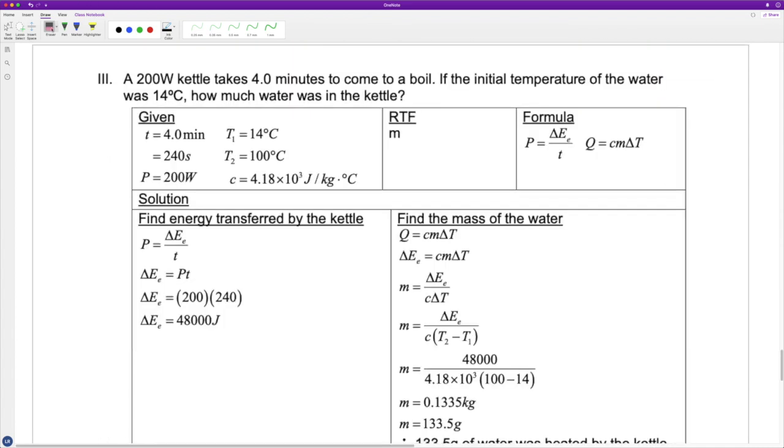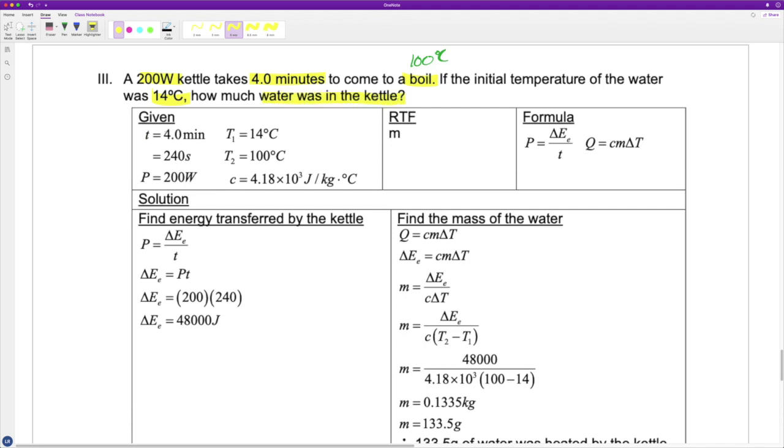All right, so now next question. We have a 200 watt kettle, and it takes 4 minutes to come to a boil. Now, I hope you all realize that water boils at 100 degrees Celsius. Some people don't know that. I feel that you should. So if the initial temperature of the water was 14 degrees Celsius, how much water was in the kettle?